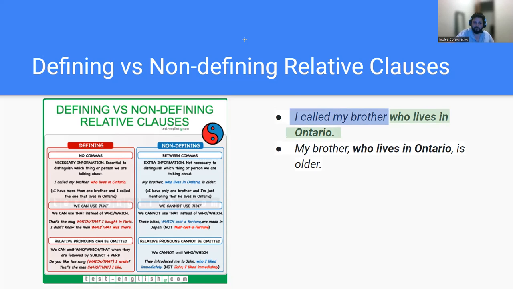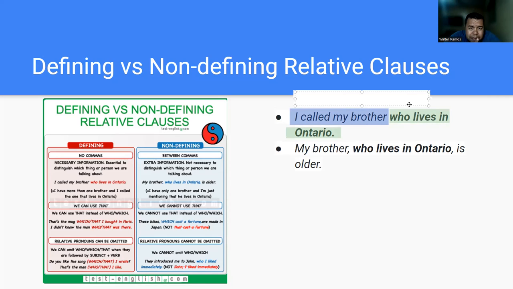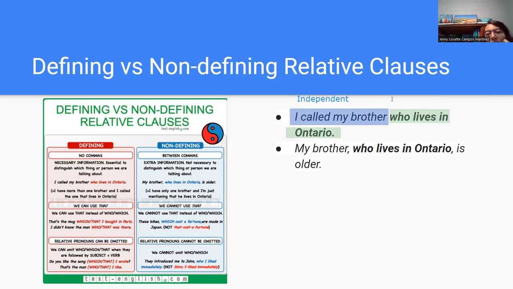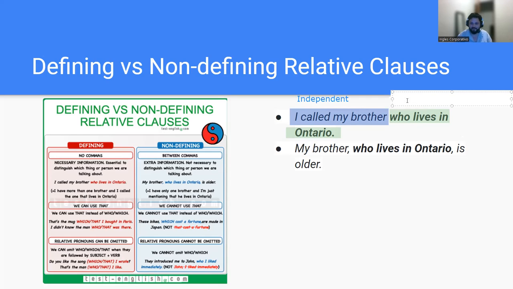I called my brother. What type of clause? Now tell me the type of clause. Is it dependent? Are you sure? No, that's independent. Independent. Okay. And then we have who lives in Ontario. What type of clause? It's dependent. And what type of dependent clause is it? Relative clause. All right, it's a relative clause, right? Because it has a relative pronoun.